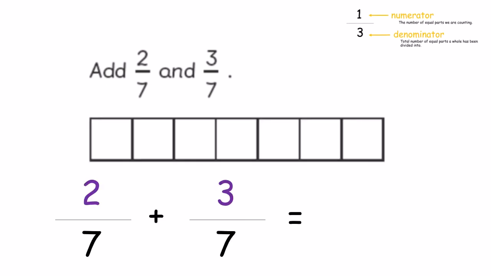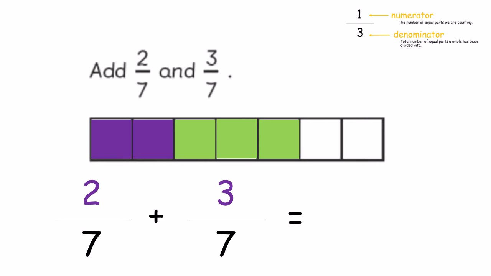I've started with a bar that I've split into 7 equal pieces. Can you tell me why I've split it into 7 equal pieces? I've split it into 7 equal pieces because the denominator is 7. I'm going to start with 2 of those pieces, and then I'm going to add 3 more of those pieces because I'm adding 2/7 and 3/7.